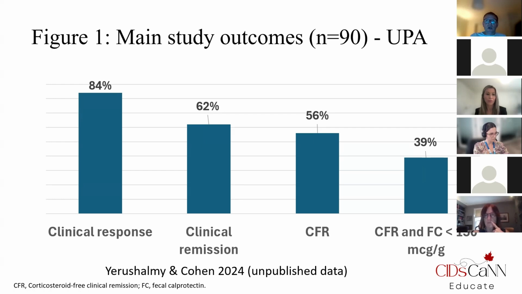So this is one of our CIDsCaNN special interest group studies. So we have 90 patients with UC who have got upadacitinib, and you can see on the slide just the summary there about the kind of responses you're getting at 8 weeks in patients with colitis. The manuscript is under review at present.